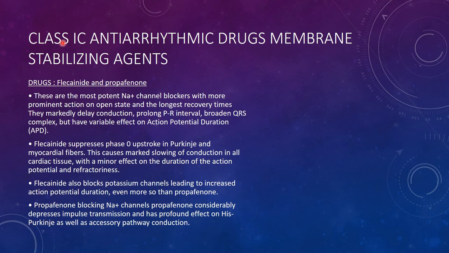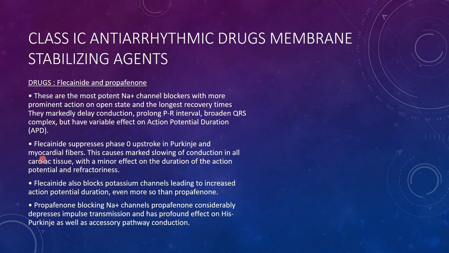Next is class 1C antiarrhythmic drugs, which also act as membrane stabilizing agents. Examples are flecainide and propafenone. These are the most potent sodium channel blockers, with more prominent action on the open state and the longest recovery times. So what do they do? They markedly delay conduction, prolong the PR interval, and broaden the QRS complex, and thereby a variable effect on action potential duration is obtained.